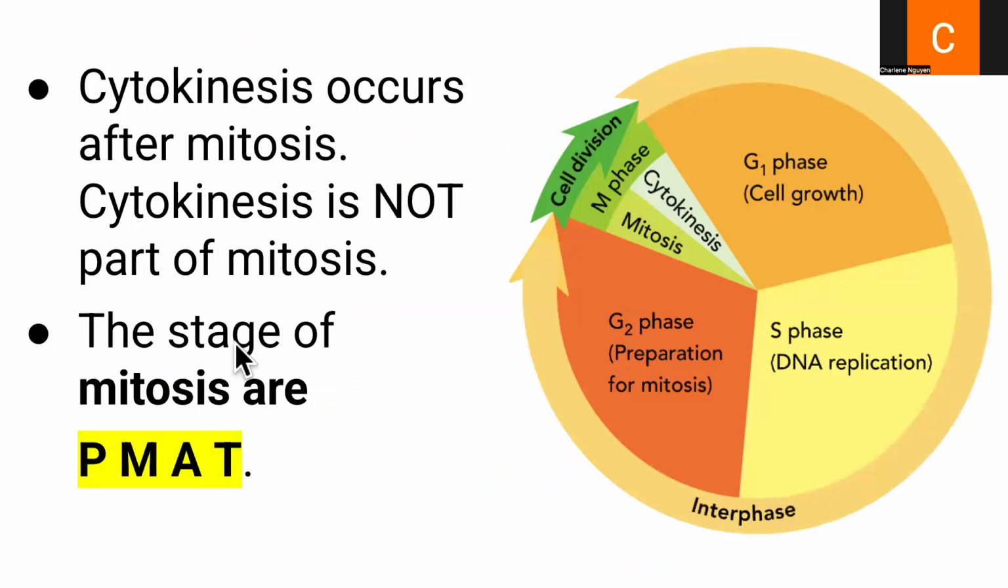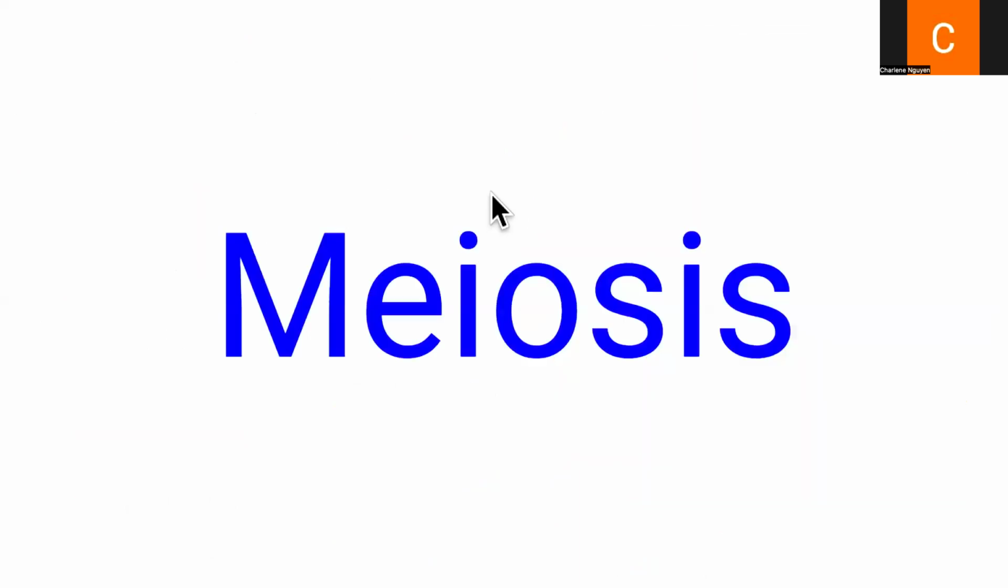All right. So a quick way to memorize mitosis: PMAT, PMAT. Interphase happens before mitosis, and then cytokinesis happens after mitosis. Moving on to meiosis. Meiosis is slightly different.